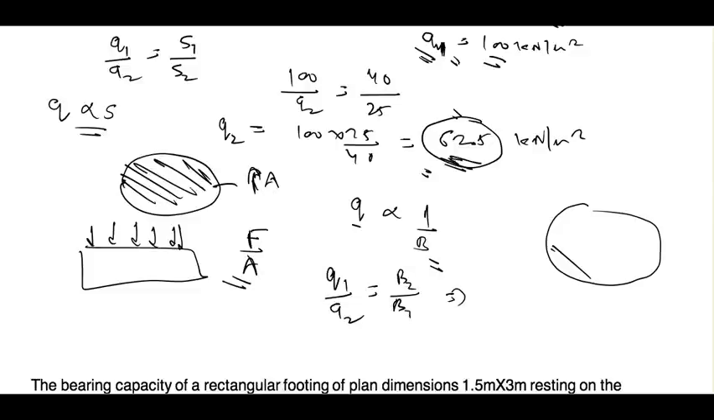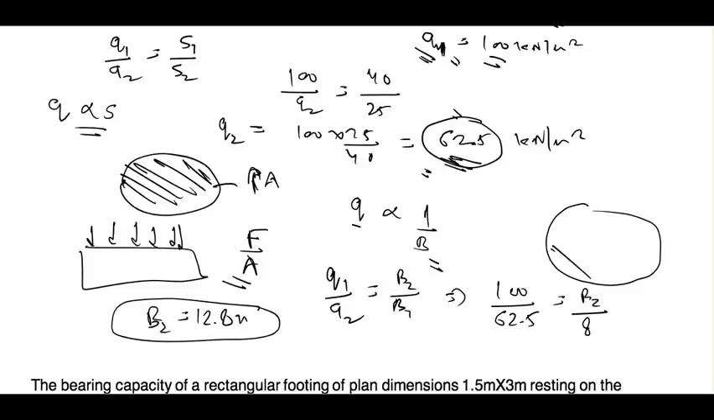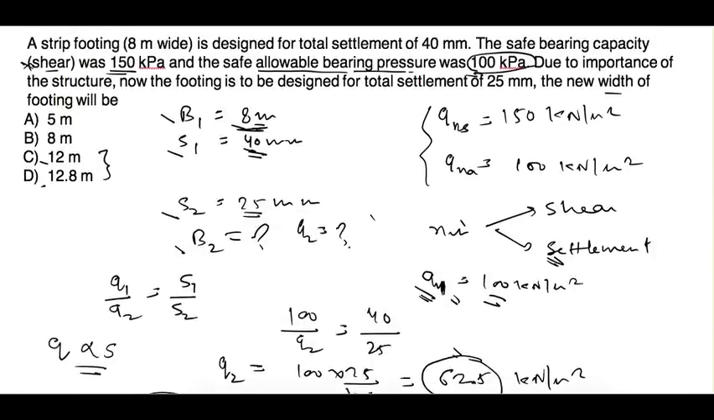And if we put the values, Q1 initially was 100 and later it was 62.5. B2 we have to find out, and B1 is 8 meter. So from here B2 comes out to be 12.8 meters. That is the answer.